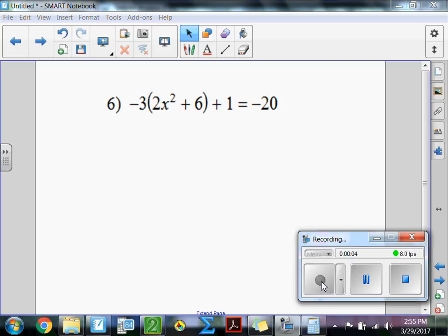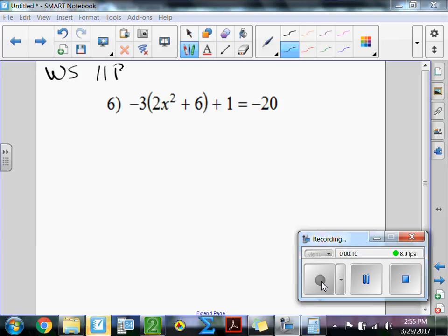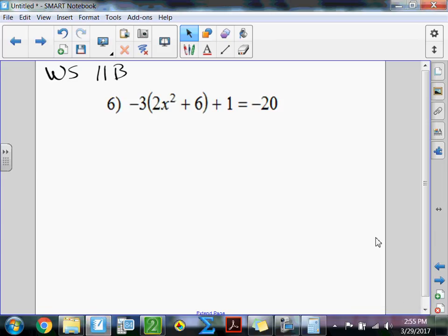I'm going to work with you to go over number 6 on worksheet 11B. Didn't copy the title there. Worksheet 11B. Number 6 is a problem a little bit different than the ones we did in class.